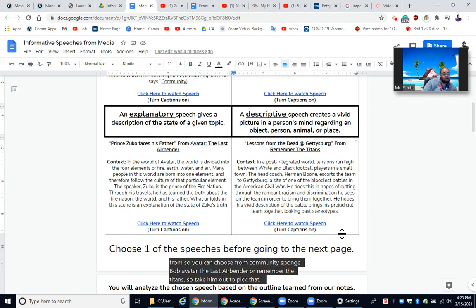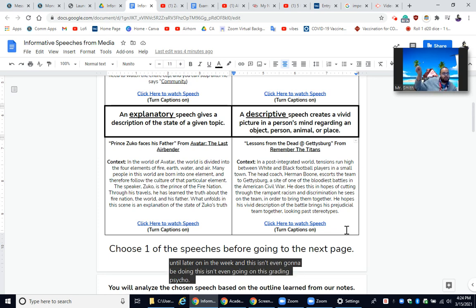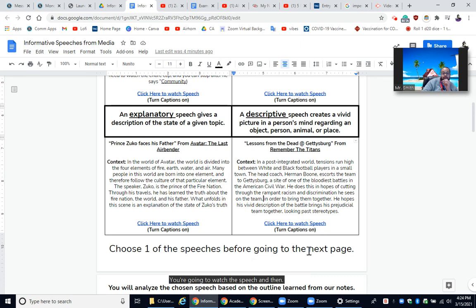This is not going to be due until later on in the week, and this isn't even going on this grading cycle. It'll go on the next grading cycle. So take your time with it. You're going to watch the speech and then plug it into the appropriate parts.